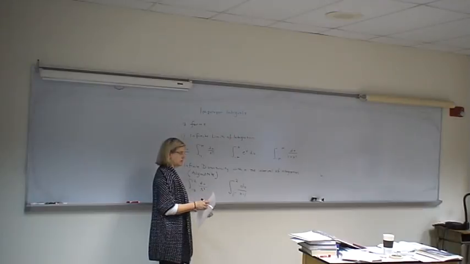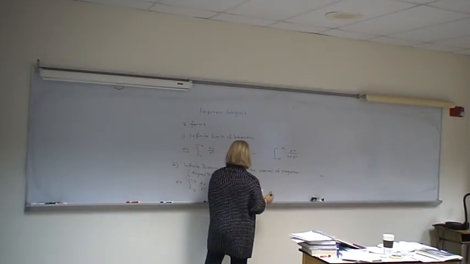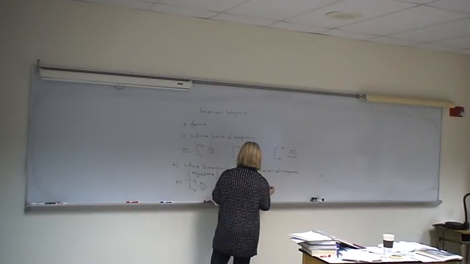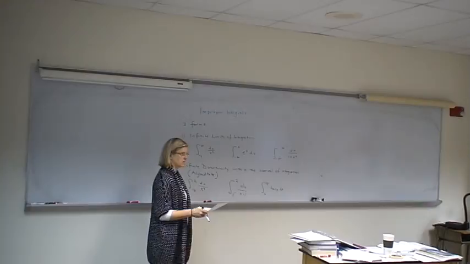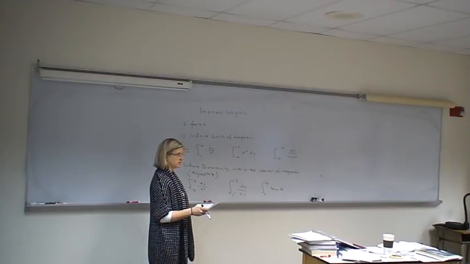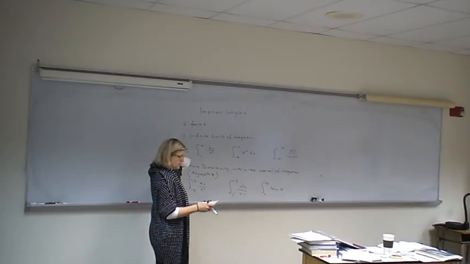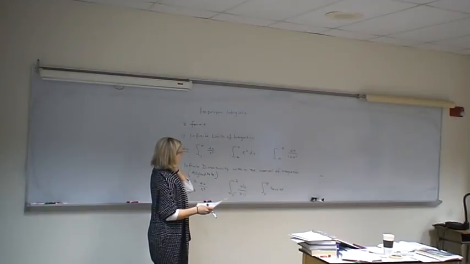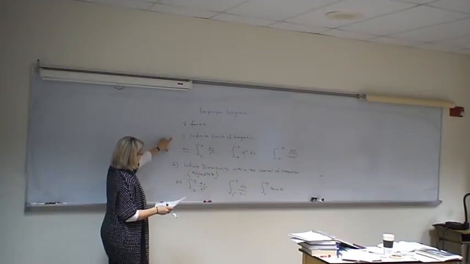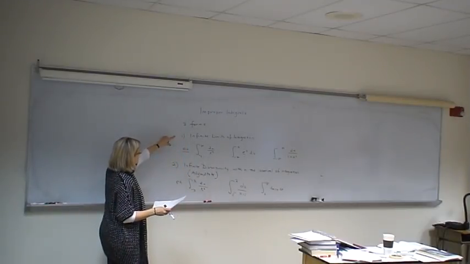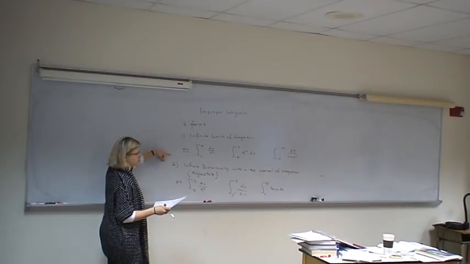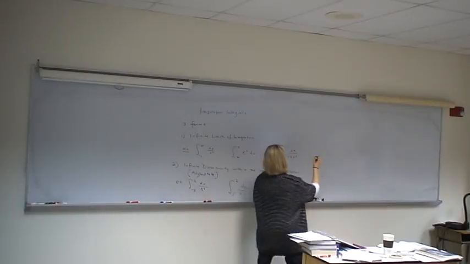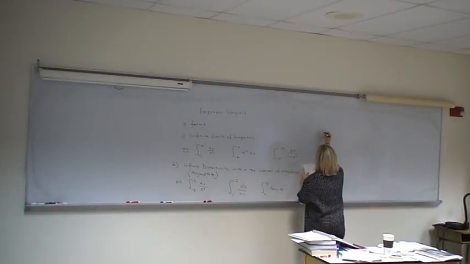Another one might be from 0 to pi of tan x dx. Where's the asymptote there? At pi over 2, right? Yeah, for tangent it's pi over 2. So we have infinite limit of integration, infinite discontinuity, and the third type is both problems. So type 3 is we have both of the above.